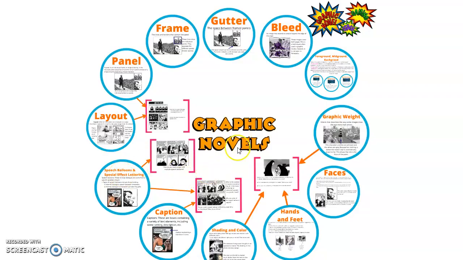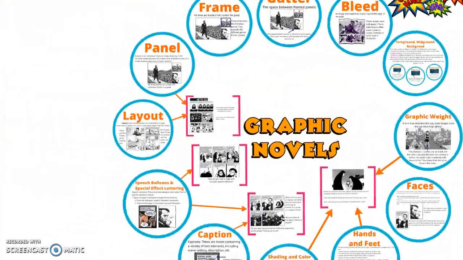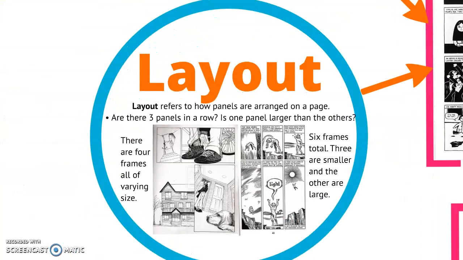Okay, let's see what we've got next. Okay, we've got the layout again. Okay, so layout refers to how panels are arranged on a page. Three panels in a row, one panel larger than others. Okay, so if you can take a look at this one, our example here, we've got 4 frames all in various sizes. Okay, the other one, 6 frames, 3 are smaller and the other are larger.